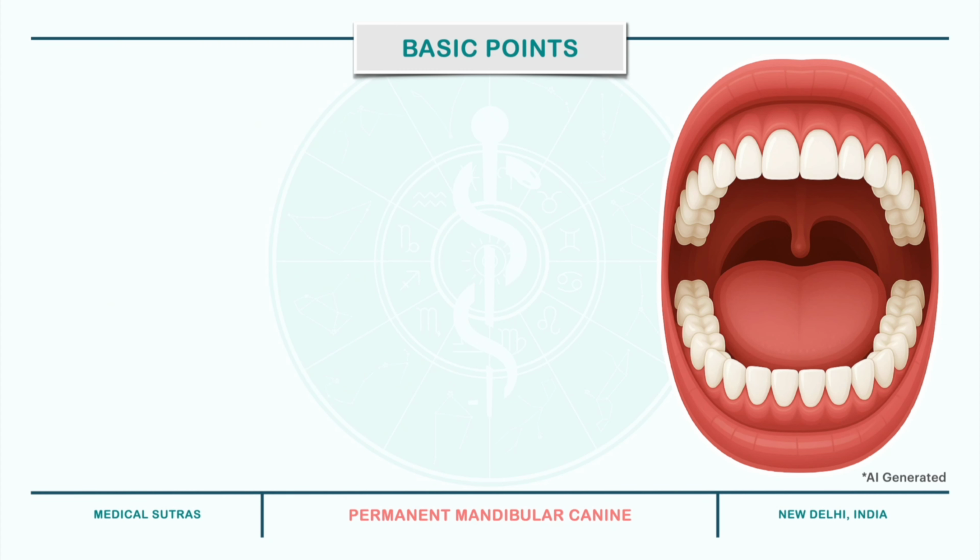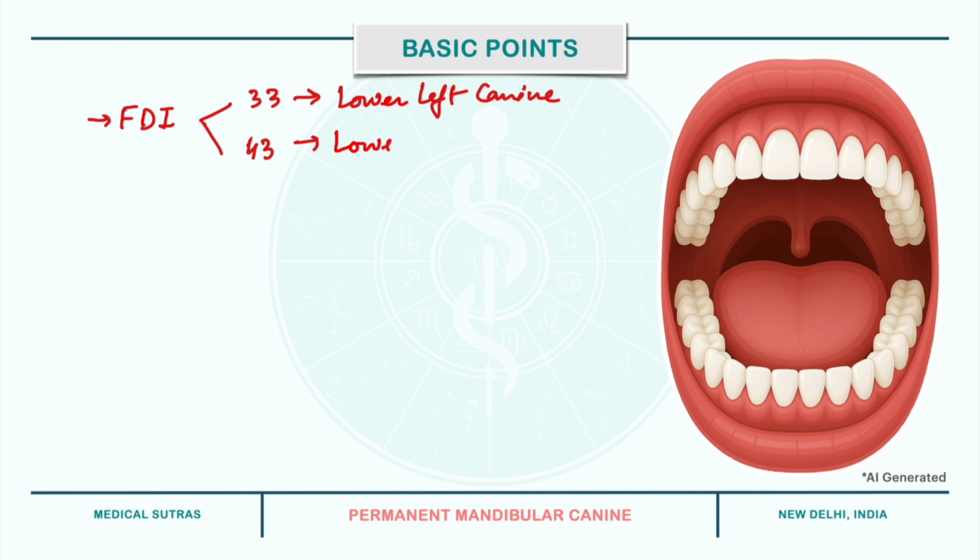Now, coming to the notation system. As per the FDI system of notation, these teeth are represented by the digits 33 and 43, where 33 represents the lower left canine and 43 represents the lower right canine. So if we see in the picture, the lower left canine will be represented using the digits 33 and the lower right canine will be denoted as 43.